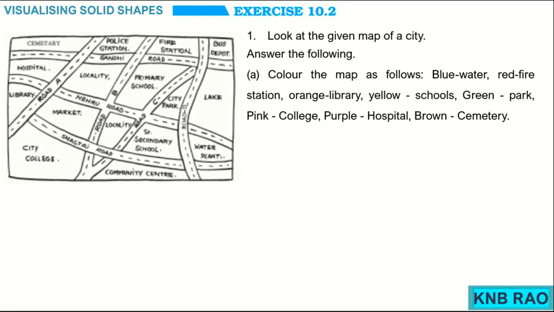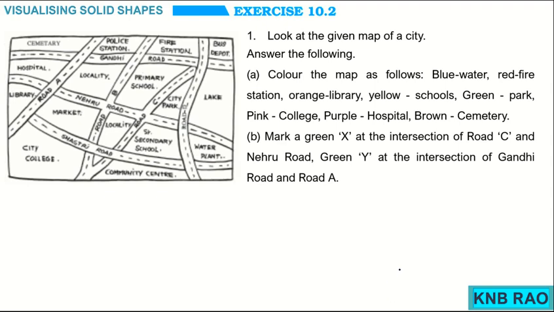See, you can take this picture on your paper with the help of your textbook. You need to color them. That is one skill work. Next, mark a green cross symbol at the intersection of roads C and Nehru Road. You have to observe where is the Nehru Road, and you have to find out where road C intersects that with a green cross X.